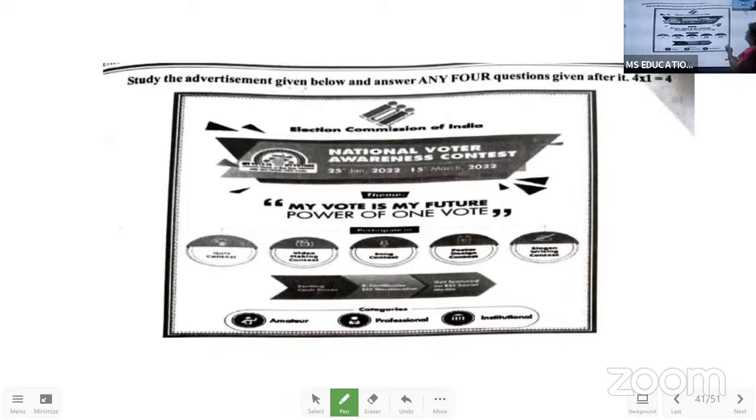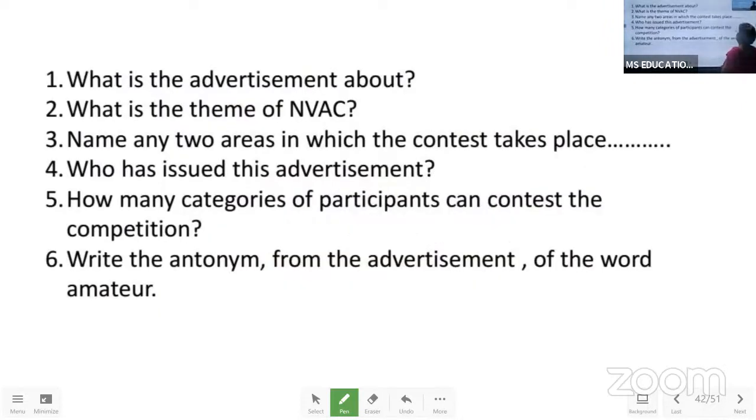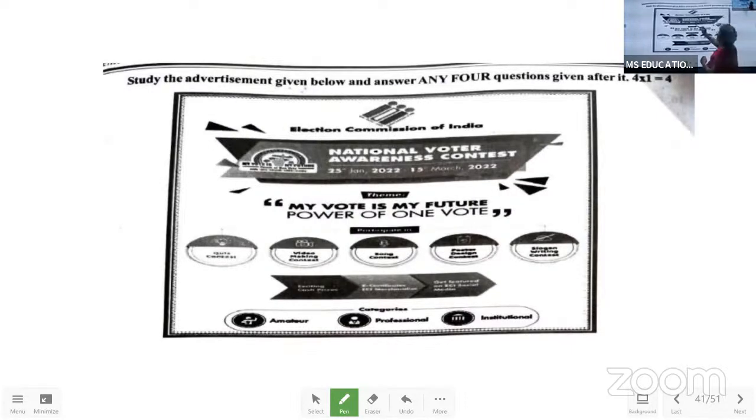This is about the Election Commission of India. National Voter Awareness Contest from 25th January to 15th March. Pick up the main points. It will be easy when you have to find the answer. What is the advertisement about? It is the Election Commission of India. It is the National Voter Awareness Contest.